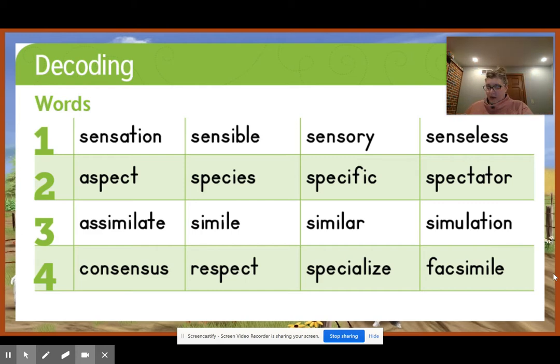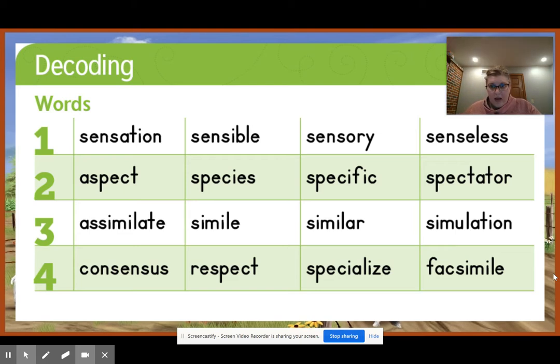And then in line 3, we have the root sim. And again, how many people can tell me, say it out loud, what does sim mean? Very good. This one means like. So when we see that root inside of a word, we should remind ourselves that that means like, and how can we use that to make meaning from maybe a word that we don't know. Very good. And you can always pause on those if you need to remember what those mean.